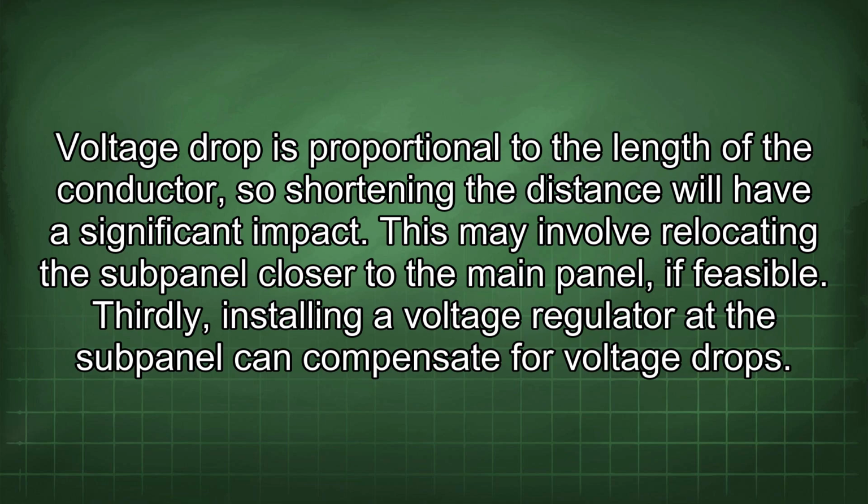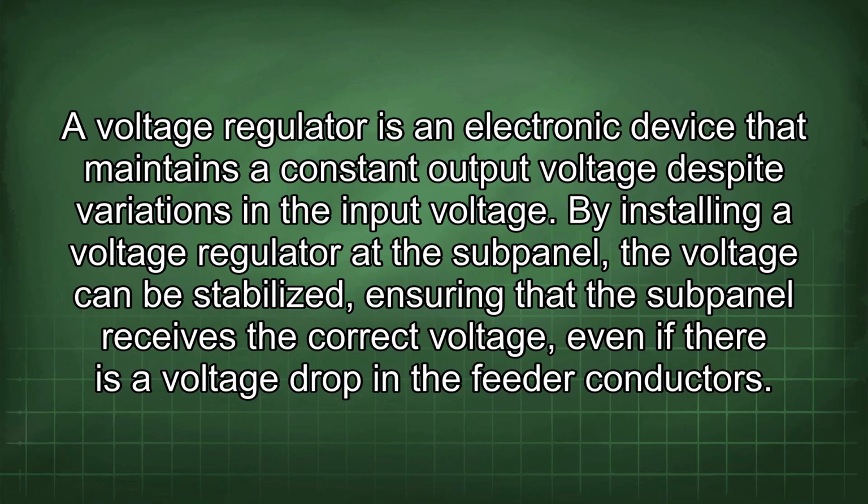Thirdly, installing a voltage regulator at the subpanel can compensate for voltage drops. A voltage regulator is an electronic device that maintains a constant output voltage despite variations in the input voltage. By installing a voltage regulator at the subpanel, the voltage can be stabilized, ensuring that the subpanel receives the correct voltage even if there is a voltage drop in the feeder conductors.